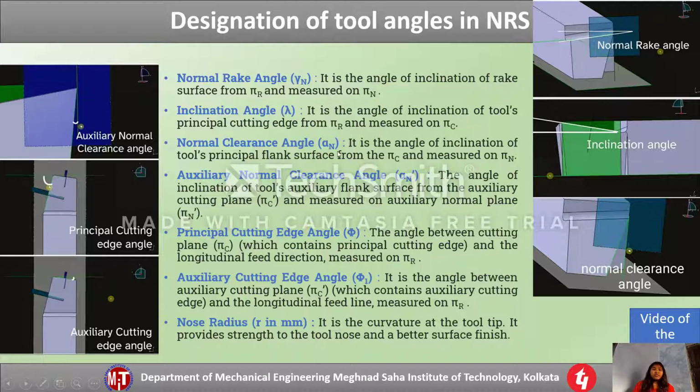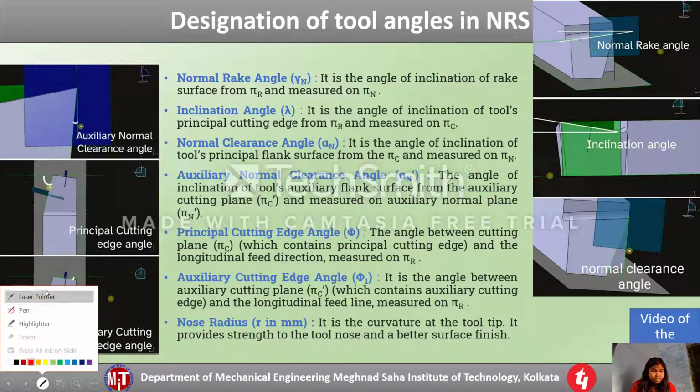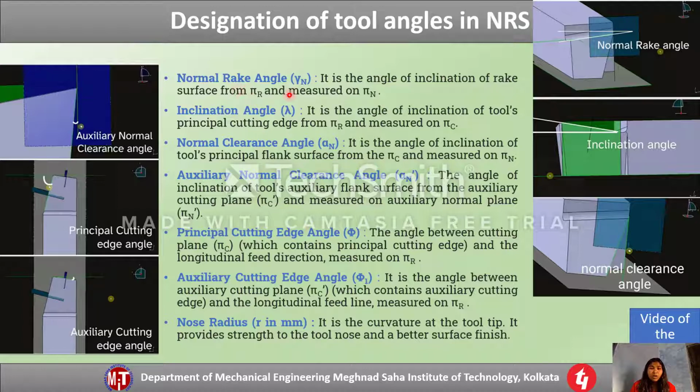The next is the tool angles in the normal rake system. The first one is the normal rake angle, gamma n. So this is the normal rake angle. What does the definition say? It is the angle of inclination of the rake surface from pi r, meaning the reference plane, and measured on pi n, meaning the normal plane. We can see it in this picture. As you can see, this is our normal rake angle on our normal plane.